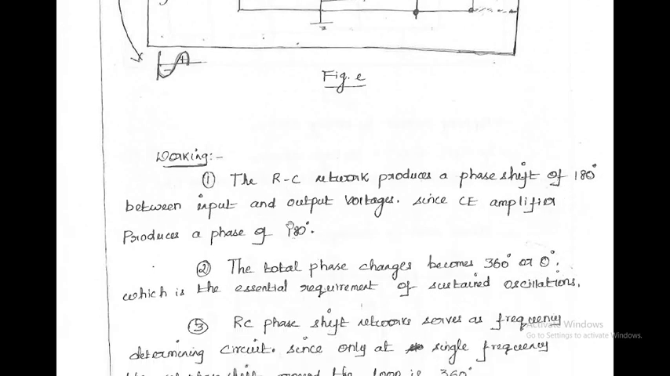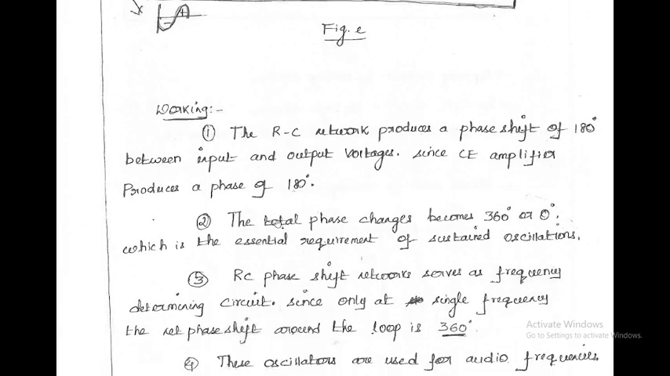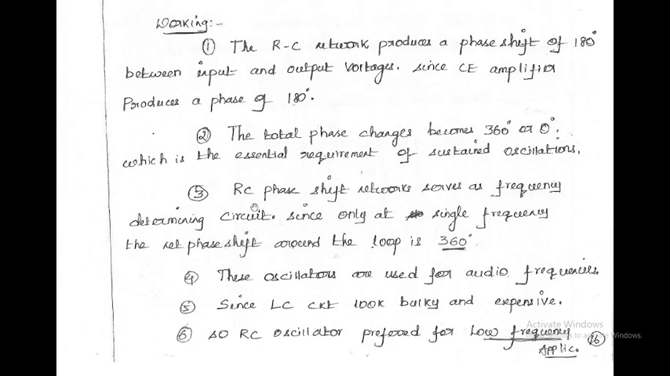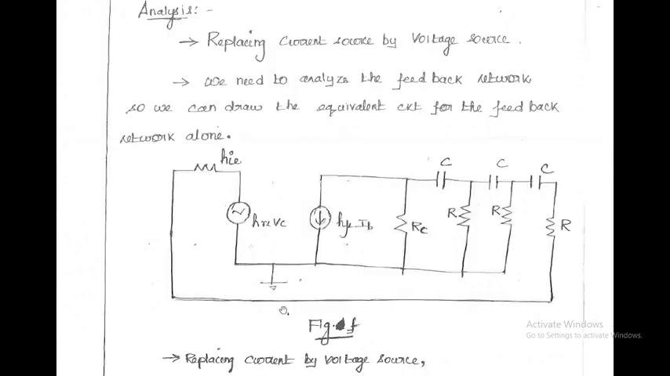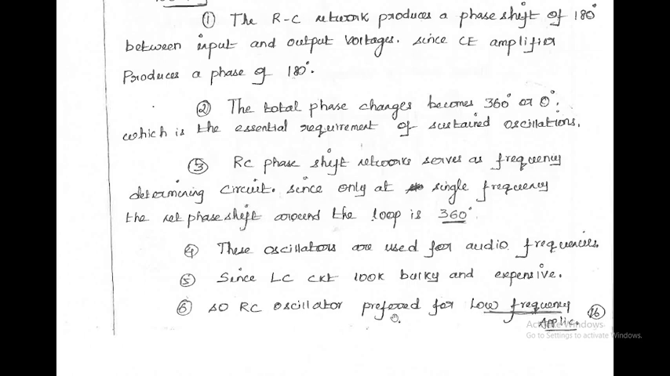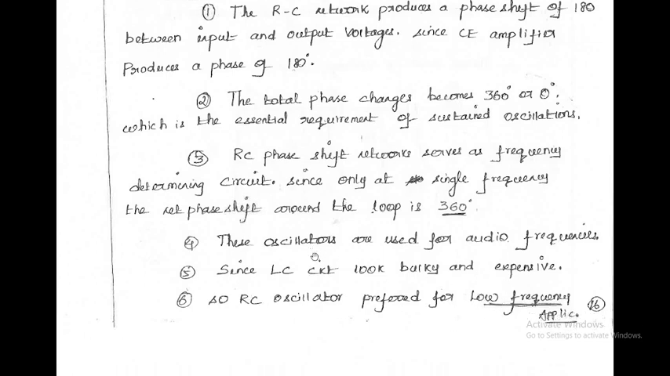Let us see the working principle of the RC phase shift oscillator. I already explained: the RC network produces a phase shift of 180 degrees, and the common emitter amplifier produces a phase shift of 180 degrees. And yes, these kinds of oscillators are used for audio frequencies. Since LC circuits look bulky and expensive, the RC oscillator is preferred for low frequency applications.